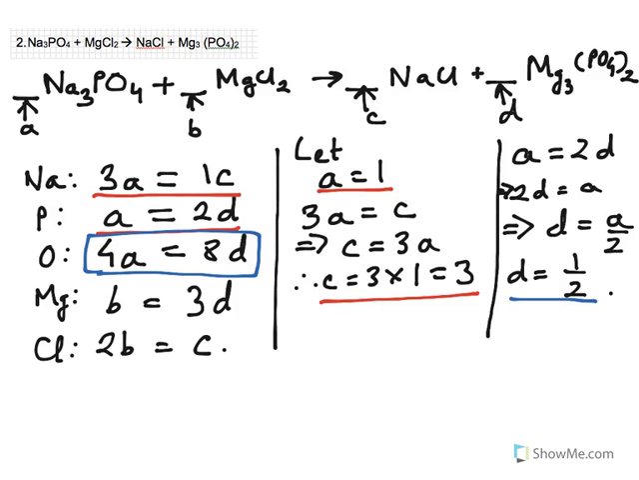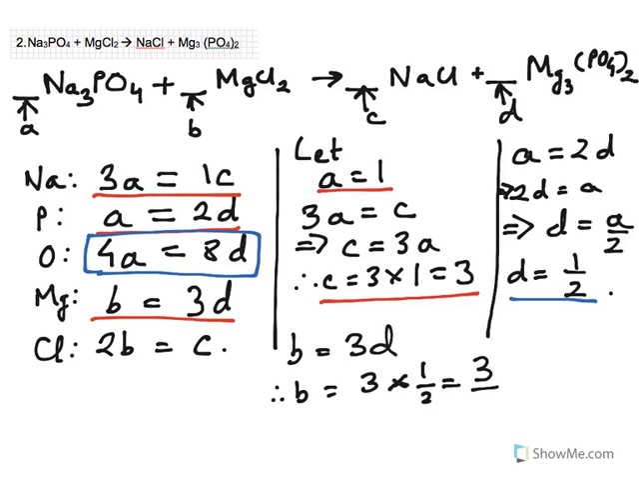B equal to 3D. So we have B equal to 3D. We know that D is half, so we can say that therefore B is equal to 3 times half, which will give us 3 over 2.